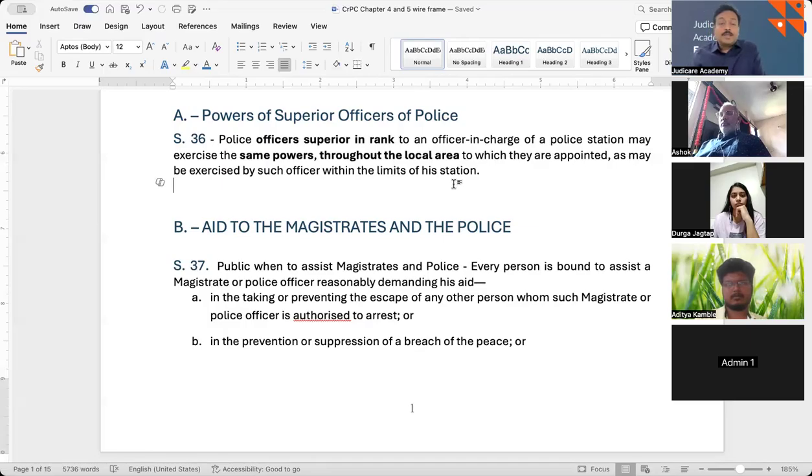The very important thing to be kept in mind in this section is throughout the local area. Now, there is a very famous case called State of Kerala versus PB Sorban, where the Supreme Court gave its ruling. The facts of the case were that one officer was accused of not conducting the investigation properly. When the complaint was made to the police chief of the district, he appointed one assistant commissioner of police to do further investigation.